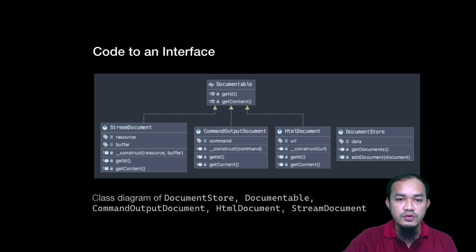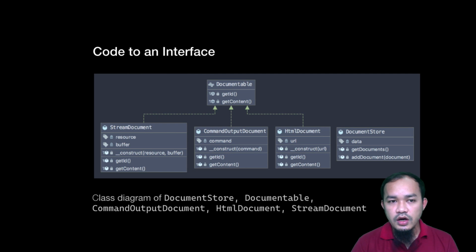Let's see the example. This one is a demonstration of a document store. In this document store, there are five classes in the diagram. You can see here we have the document store, the document table, the stream document, the command output document, and the HTML document.